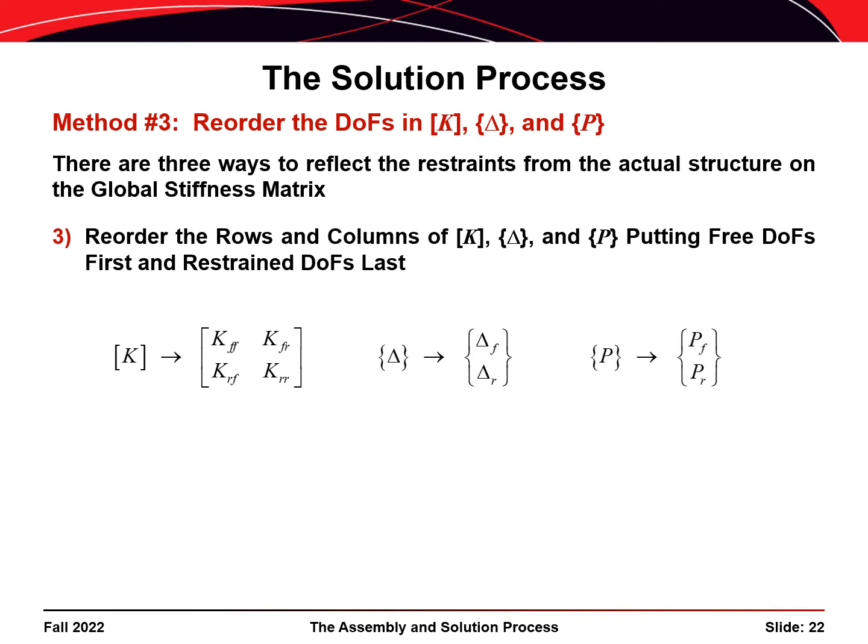Correspondingly, in reordering the degrees of freedom, the displacement vector delta and the load vector P can then be subdivided into delta sub F and delta sub R, which are the displacements of the free degrees of freedom and the displacements at the restrained degrees of freedom respectively, and P can be subdivided into P sub F and P sub R, which are the external loads applied to the free degrees of freedom and the external loads applied to the restrained degrees of freedom respectively.